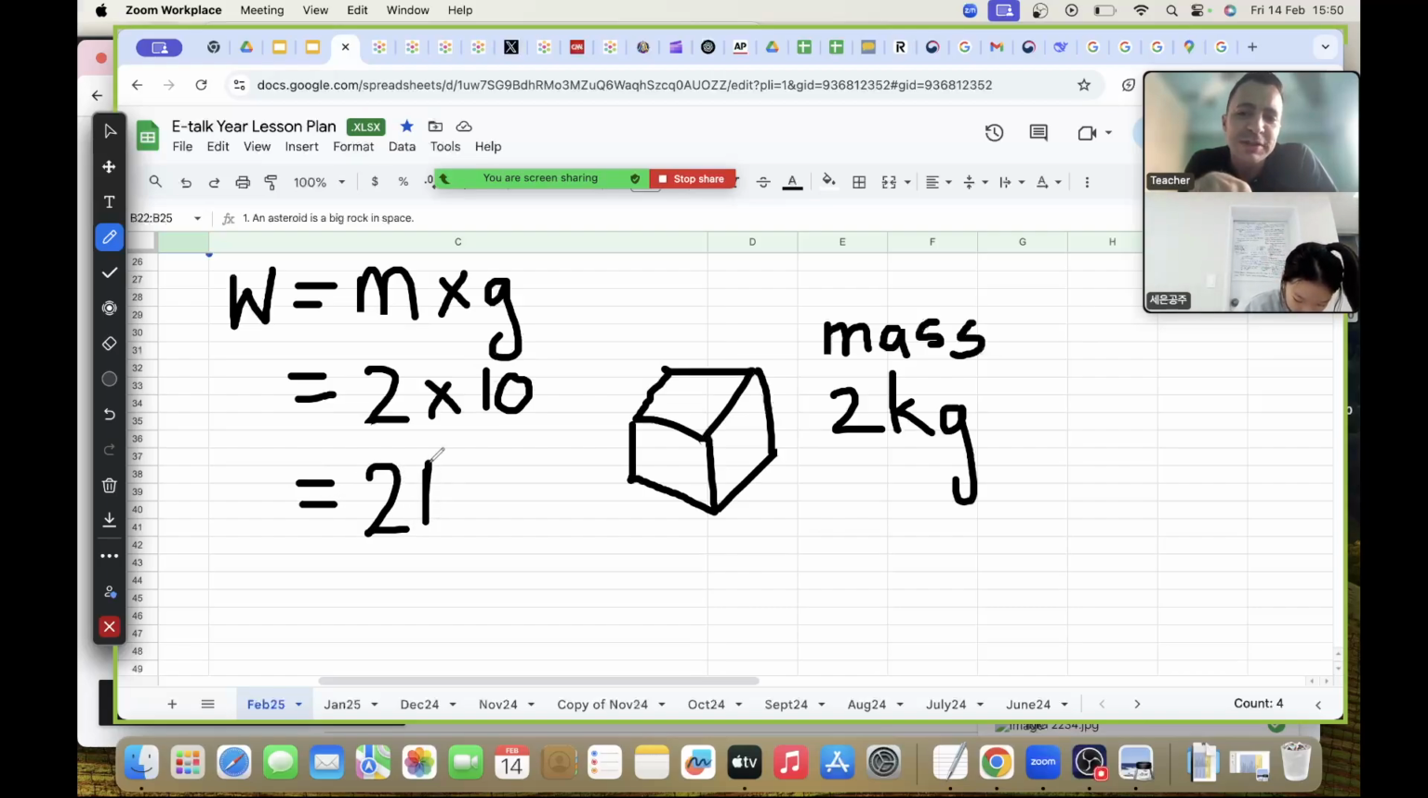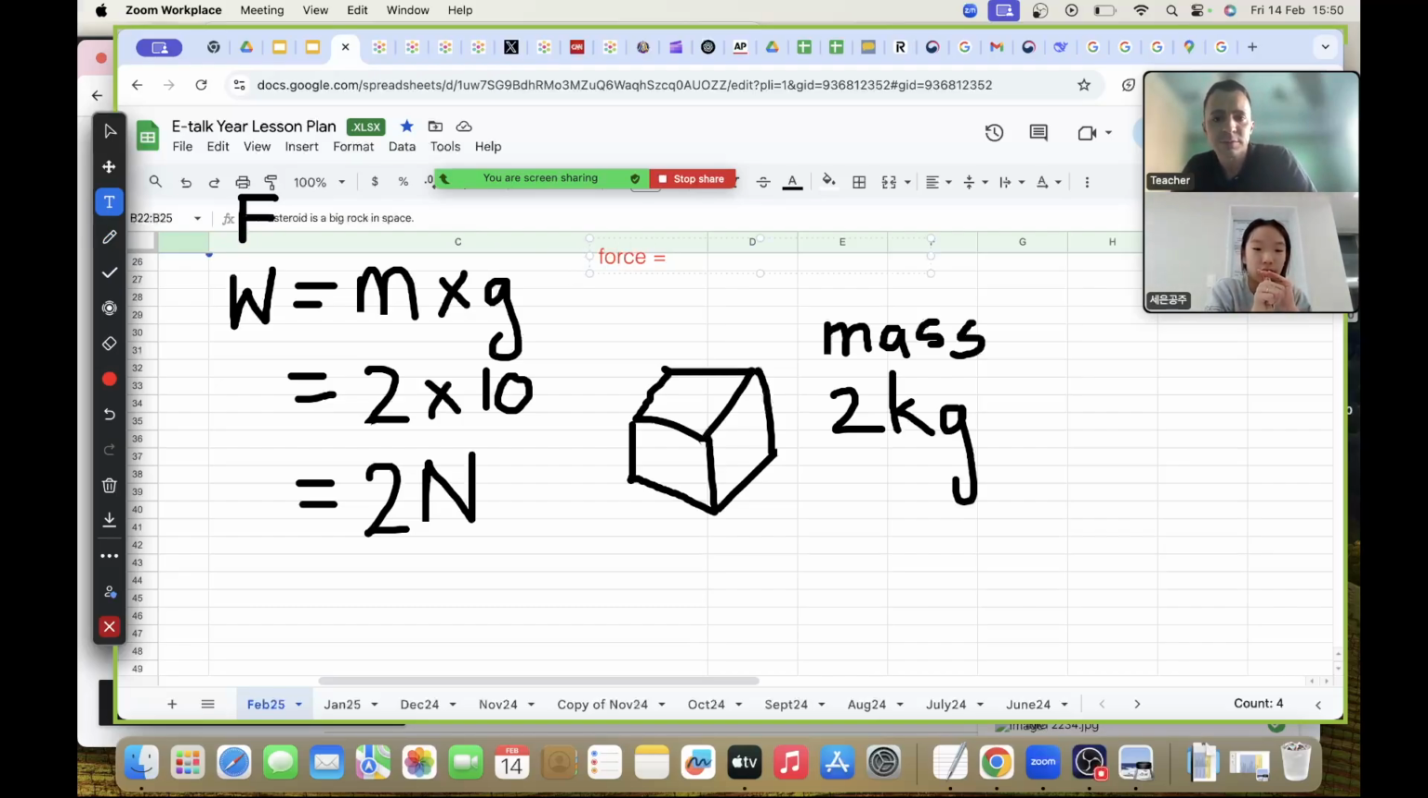But I think you didn't study this calculation, did you? I think we did. You did. Okay, then it's good to know. Yes. So this equation, the weight is the force. So I'm going to write here: force is equal to mass times gravity.